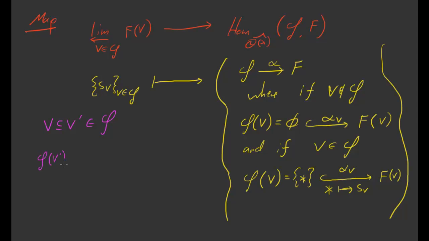We have S of V prime, which is equal to a single point set, and S of V, which is equal to another single point set. And the restriction map in this case is the identity over on this side. I don't know why I drew these as inclusions over here. I guess they are, but it's not important. Maybe I'll stop doing that.